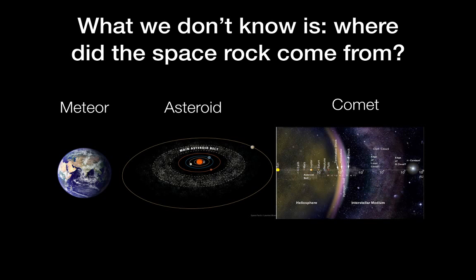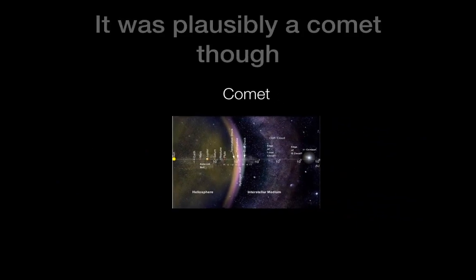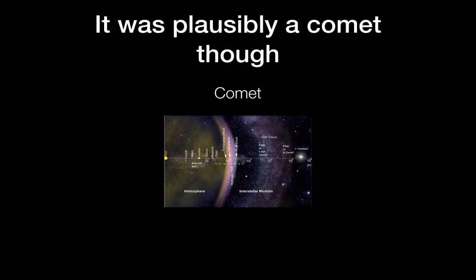So asteroids and comets come from two different places and they're made of very different stuff. And it matters for our own knowledge about how space rocks generally hit the Earth. We really want to know what type of these things are hitting us and why they get thrown at the Earth at different times. So for the purposes of this talk, we're going to say that it was plausibly a comet.